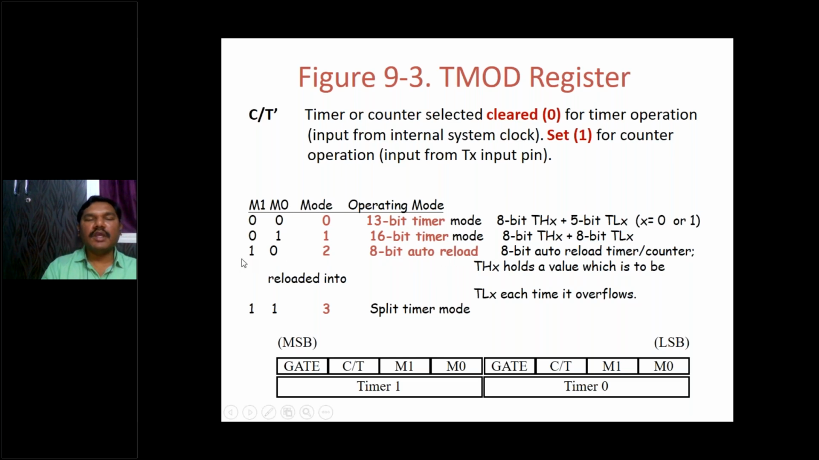So this mode is very popular in cellular communication, baud generations, that we will see later. Right, so modes means when we have 4 modes, definitely there should be 4 different operations. In mode 0, 13-bit timer mode. In mode 1, 16-bit timer mode.